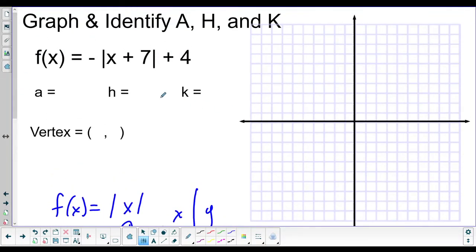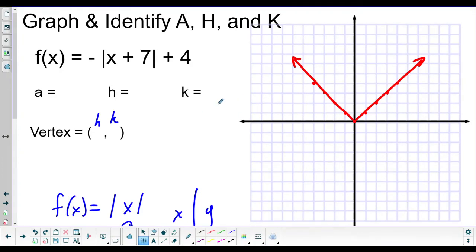Okay. So now let's find A, H, and K. Let's find our vertex. It's still going to be HK. And then we'll graph. Actually, let's graph our parent function first. So we've got 0, 0, 1, 1, 2, 2, 3, 3, 4, 4, and so on. -1, 1, -2, 2, -3, 3, -4, 4, and so on. So absolute values are just going to look like a V. Okay. Now we're going to find our A, H, and K, and then we're going to transform these points.